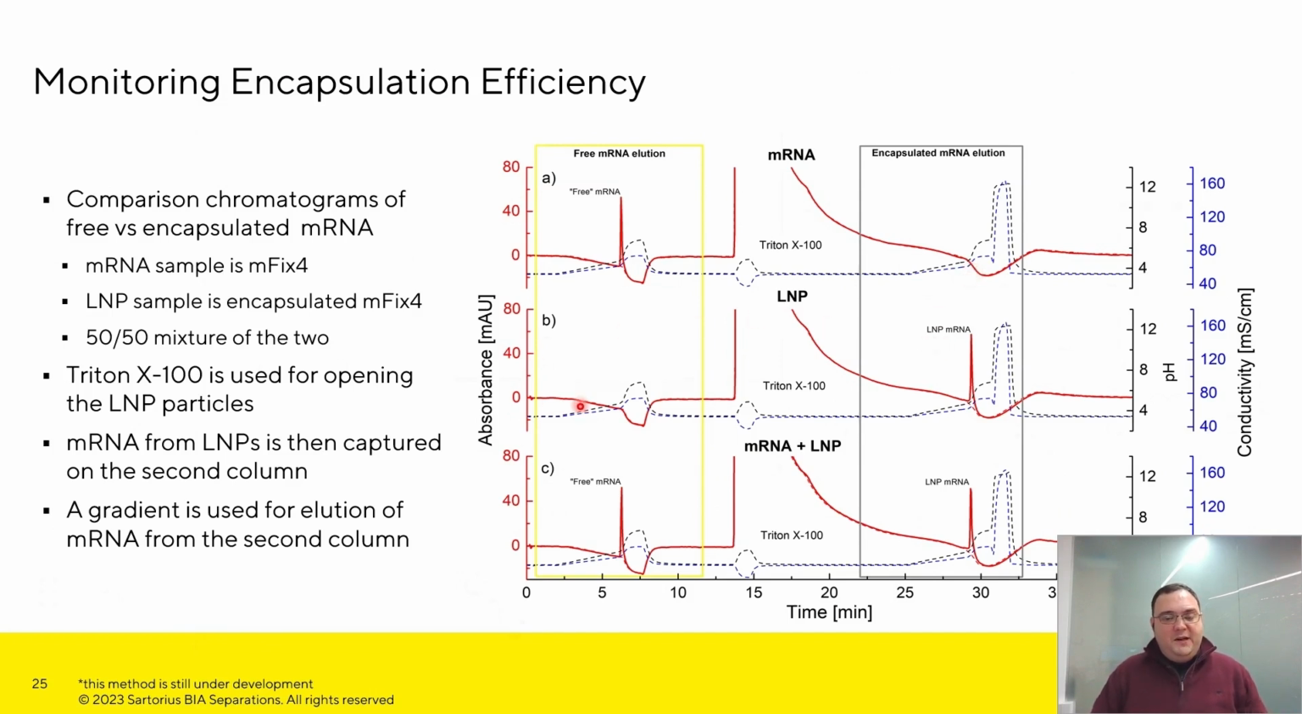Conversely, if we inject only LNPs, we see that there was no free mRNA in this case, while the encapsulated mRNA can be seen as a peak appearing here after we free it from the LNPs. And finally, if we inject a sample of free mRNA together with LNPs in a 50-50 mixture, we also see corresponding peaks for both. This would, of course, allow you to track encapsulation efficiency and optimize your encapsulation conditions, as well as your lipids, flow rates, temperatures, pHs, and so forth.